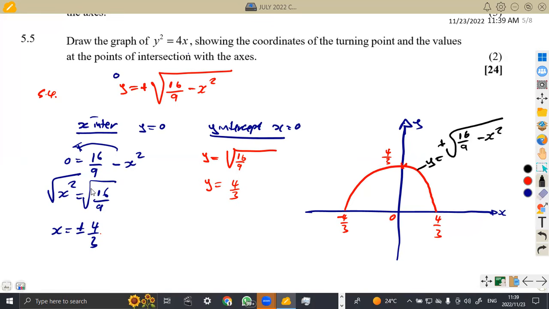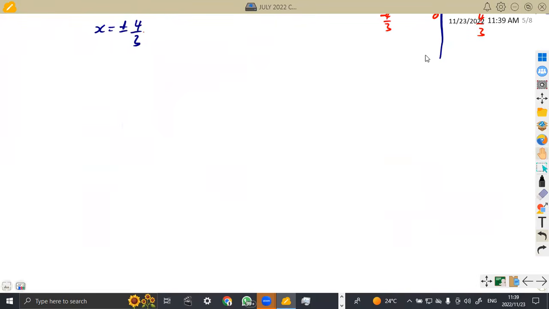In question 5.5, we are now asked to draw the graph of y squared is equal to 4x, showing the coordinates of the turning point and the value of the point of intersection with the axis. So what type of graph do we actually have? Remember, every graph is supposed to be written in terms of y. Okay, so let's have this down here. So that's 5.5. We are given the graph of y squared is equivalent to 4x.